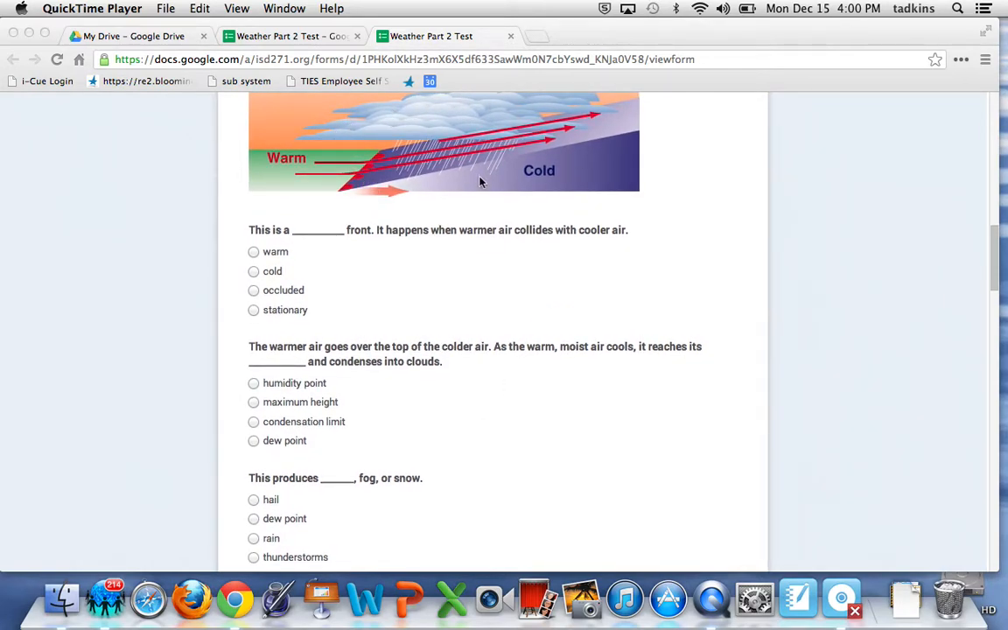Remember to look at the picture. This produces blank, fog, or snow. This produces hail. This produces dew point. This produces rain. This produces thunderstorms.